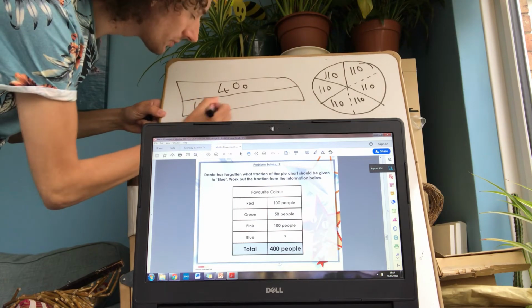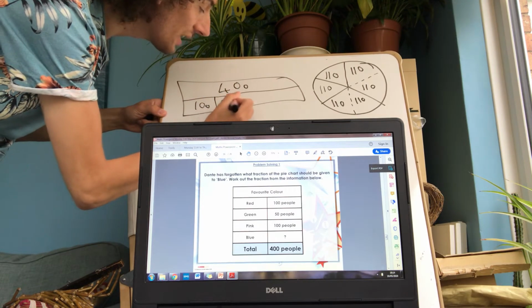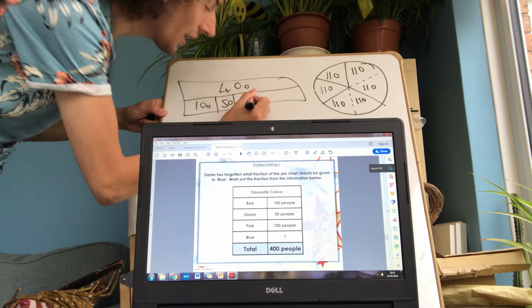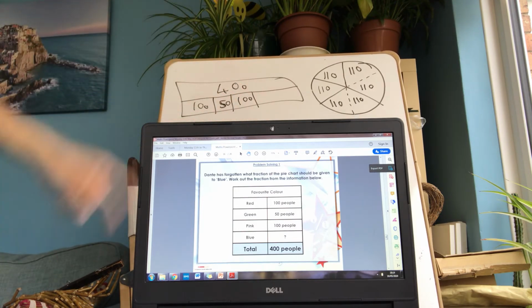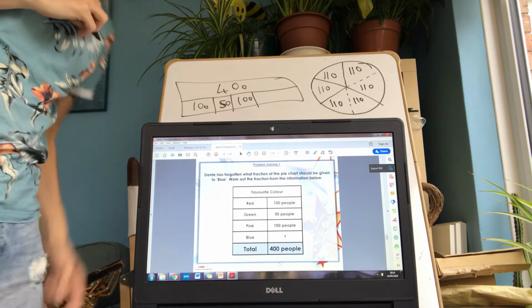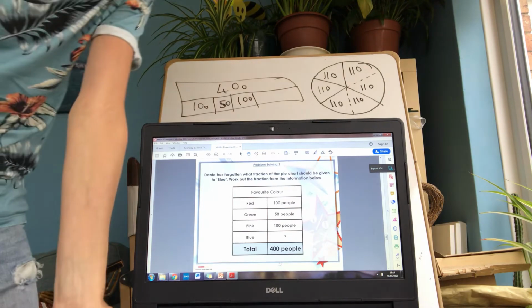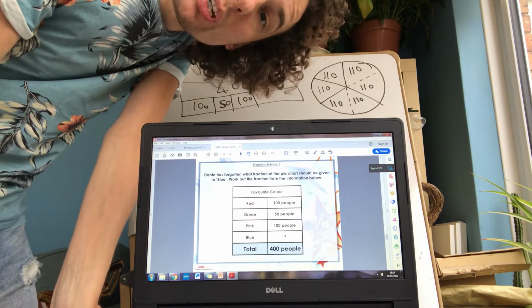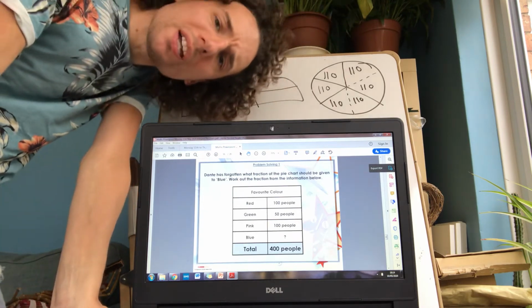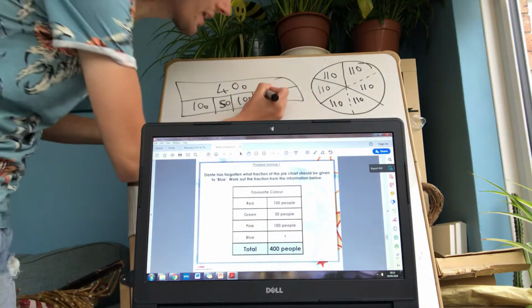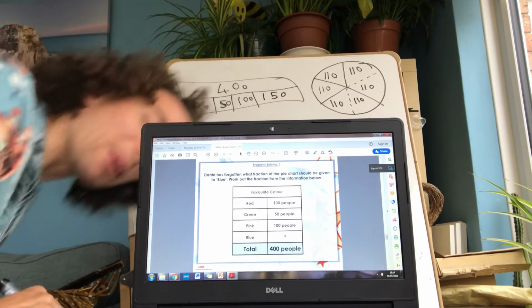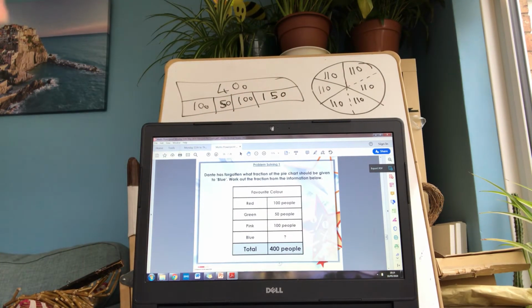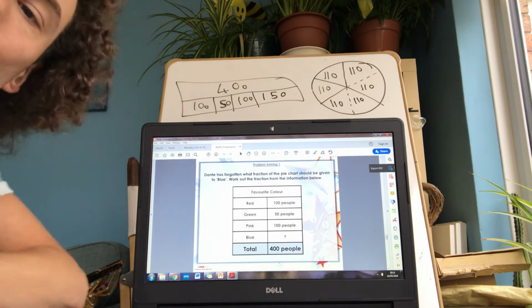100, 50, and 100. Okay, let's add them together. It's a horrible 5. Apologies, gang. So 100 and 100 is 200, and 50 is 250. What do we have left to make 400? What do you think, Rhea C? 150. Cracking job. Okay, so Blue is 150. Well, that's the easy part done. Now we need to work out the fraction.